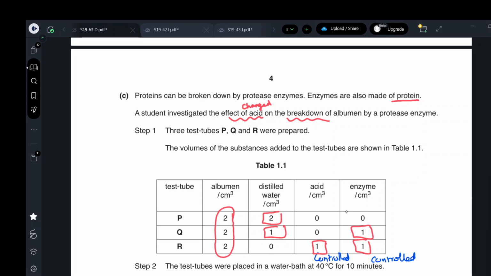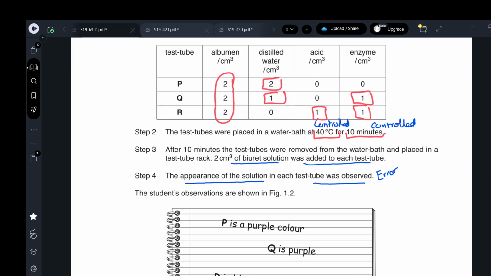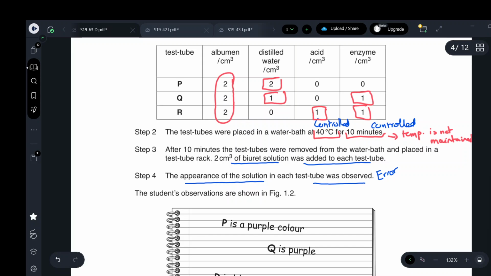All of them were placed in a water bath at 40 degrees Celsius for 10 minutes. This is a controlled variable. However, it's a source of error. Why is it a source of error? The temperature is not maintained, which means that if I leave it, it will definitely cool down to room temperature. So it's not maintained, it will change.